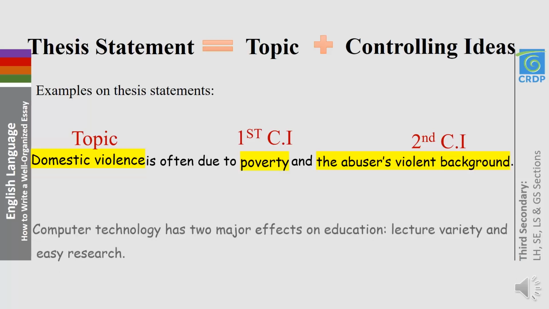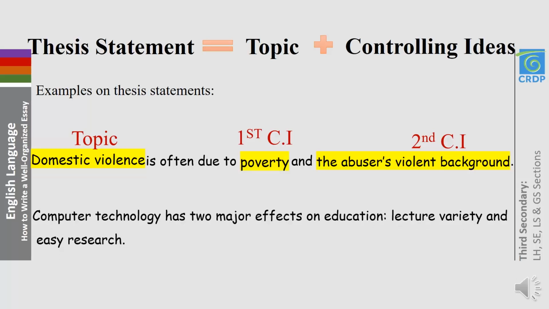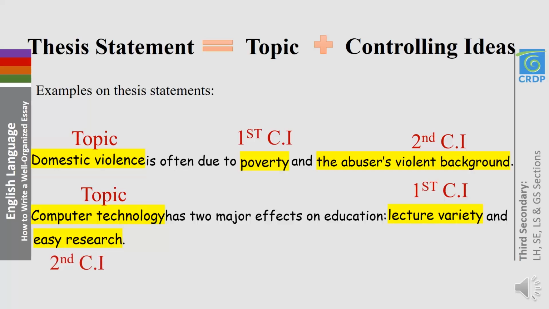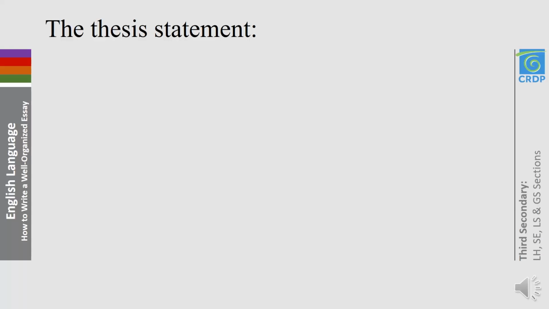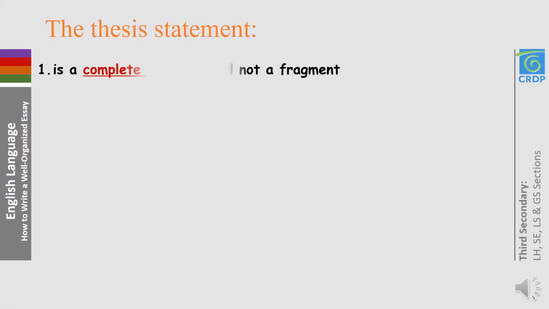Let's look at the second example. Computer technology has two major effects on education: lecture variety and easy research. The topic here is computer technology. The two controlling ideas are lecture variety and easy research. So here we know that the author is going to discuss two ideas about the topic, which are lecture variety and easy research.